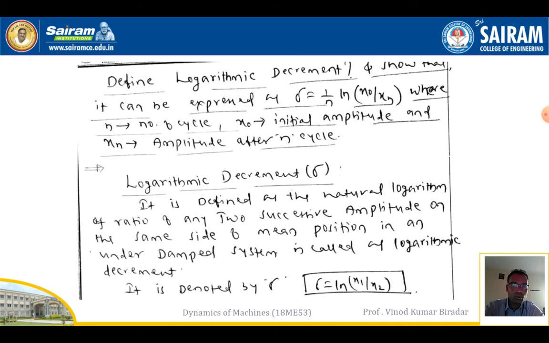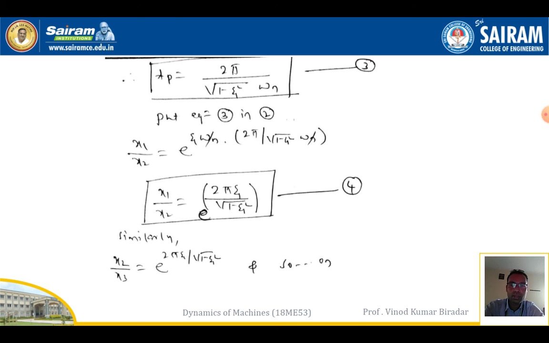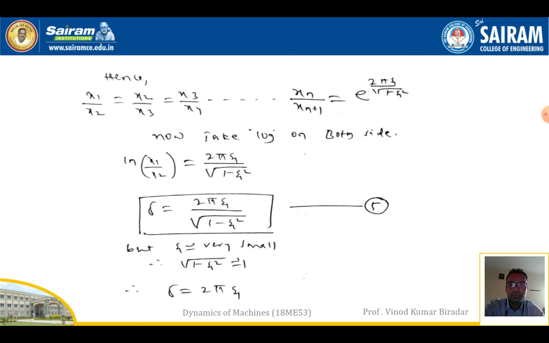ln of x1 by x2 is equal to what? Delta. So in place of ln x1 by x2, just substitute delta. So the remaining is 2 pi zeta is equal to square root of 1 minus zeta square. So this gives equation number 5.